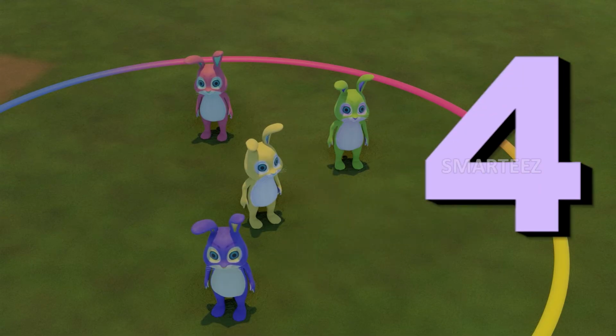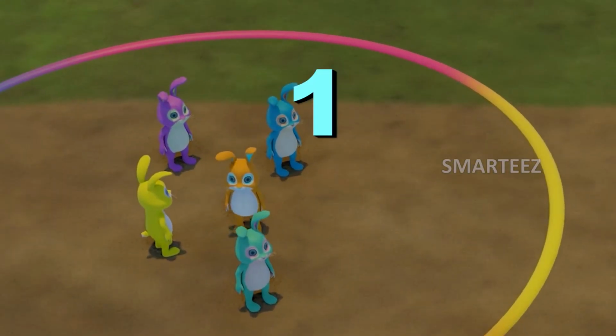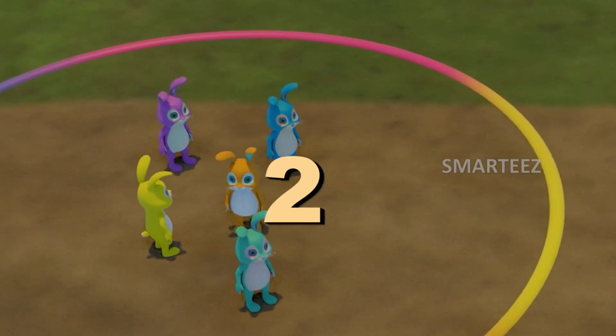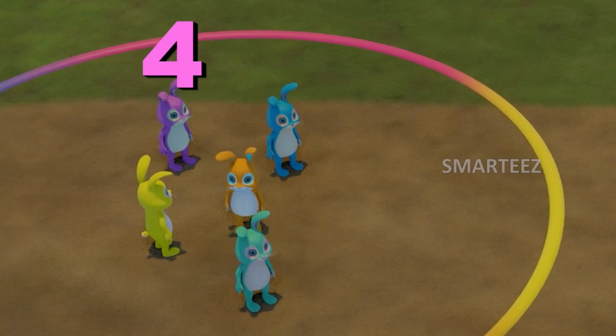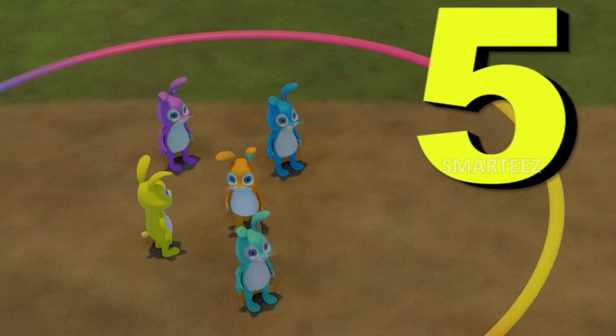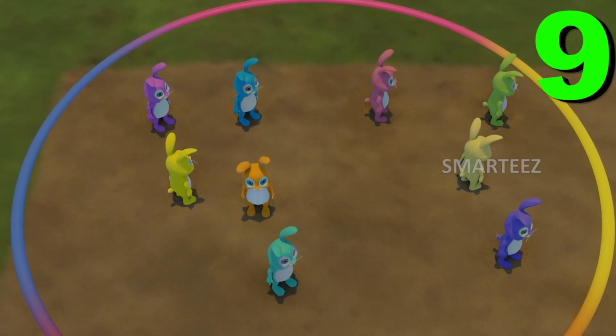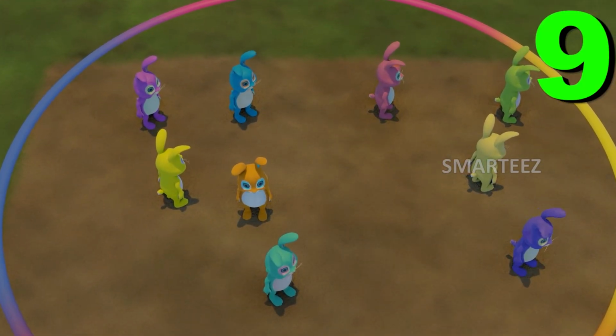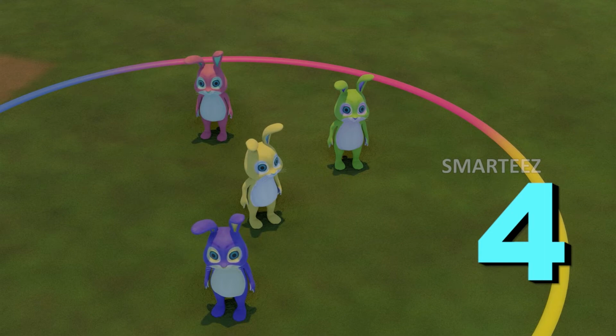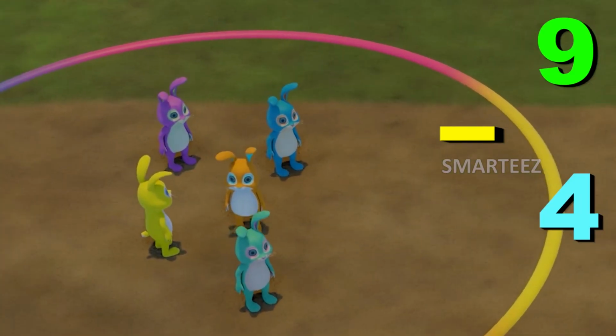4 bunnies moved away. Let's see how many are still there. That's 1, 2, 3, 4, 5. 5 bunnies are still left. At the start, we had 9. When we subtract 4, we have 5 remaining.